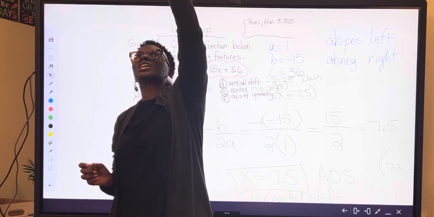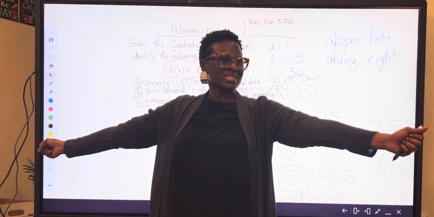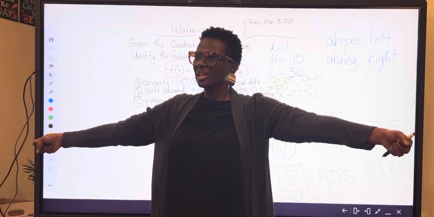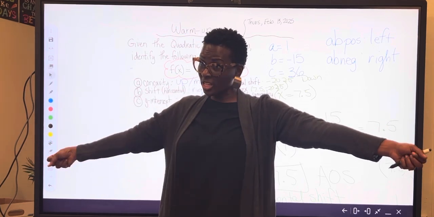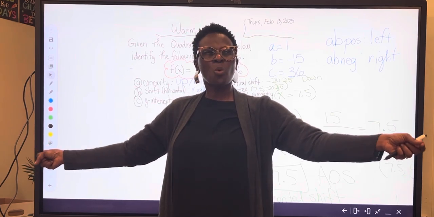If vertex is here, then what do these 2 points represent on this x-axis? That's like where it falls. It's where it hits what? The ground, right? How do I know that? Because they are sitting on what in math?